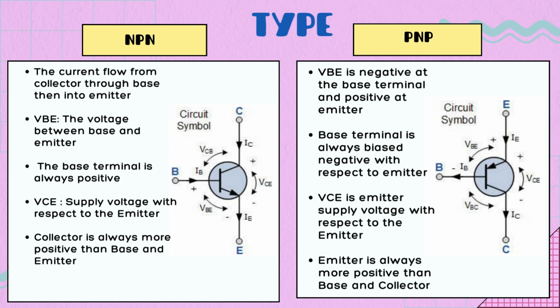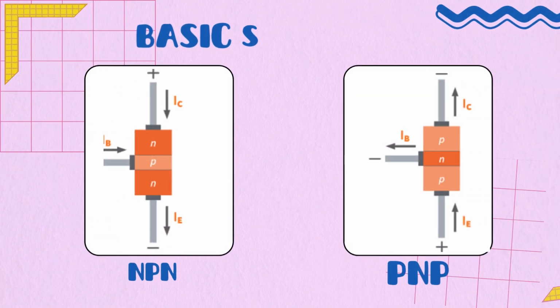VBE of PNP type is negative at base terminal and positive at emitter terminal. The base terminal is always biased negative with respect to emitter. The VCE of PNP type is emitter supply voltage with respect to emitter, and we need to remember that emitter is always more positive than collector and base.